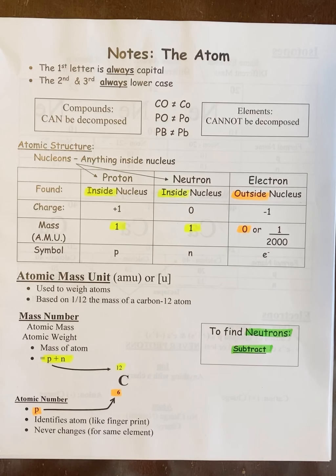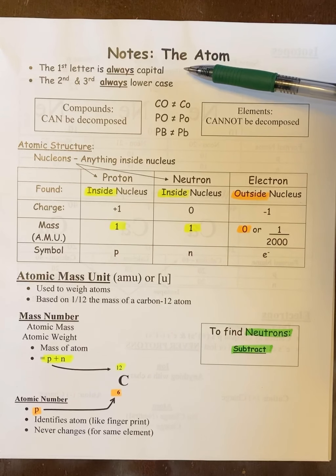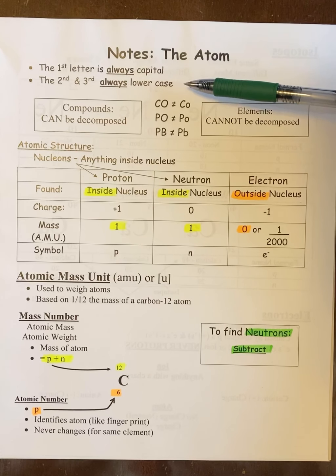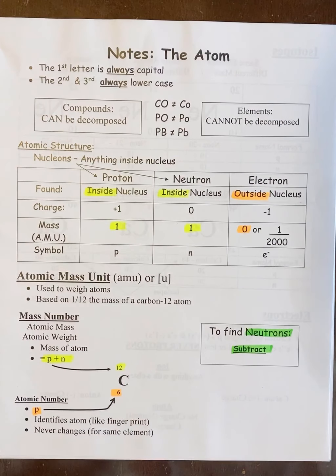In this video, we're going to be talking about the atom and what is in it. Before we do that, we want to talk about where we find symbols and numbers to figure out what's in an atom, and that is on our periodic table. One thing you need to notice is that on the periodic table, the first letter is always capitalized, and if there is a second or third letter, those letters are lowercase.